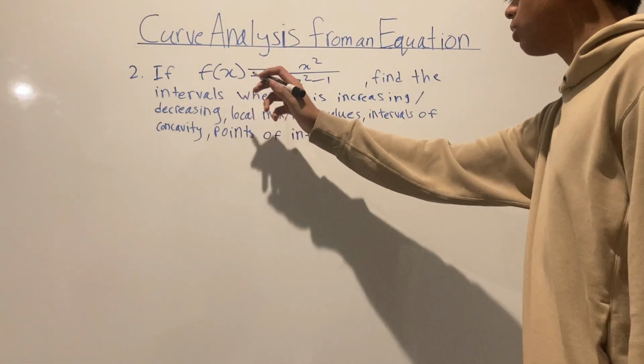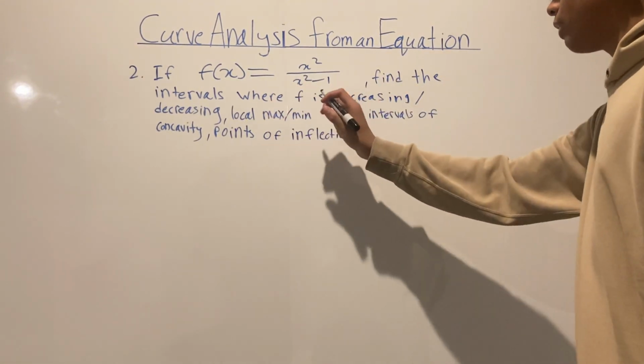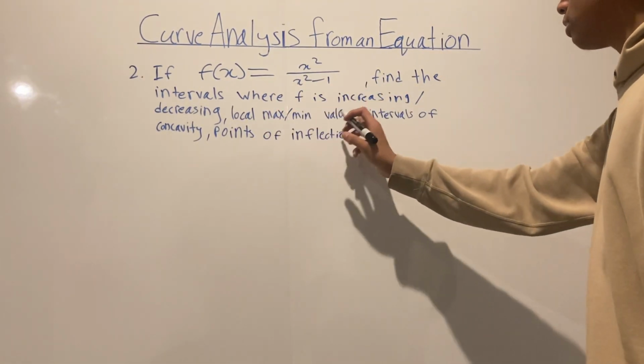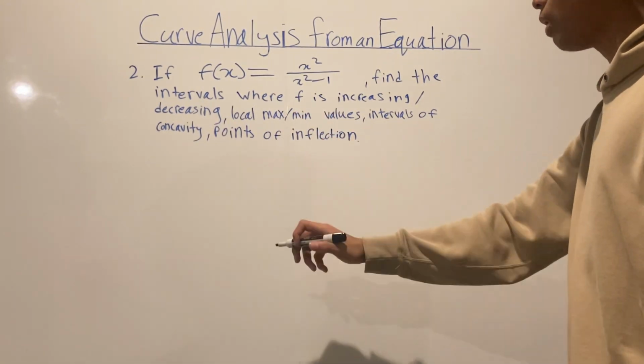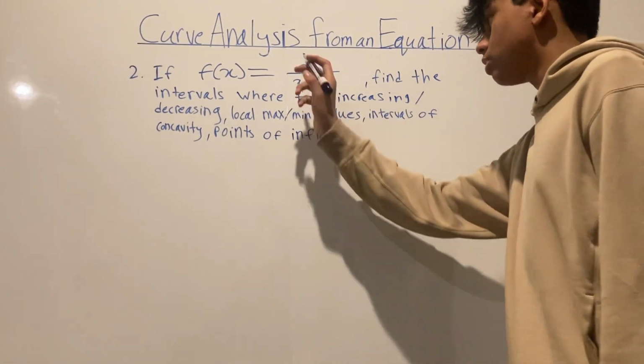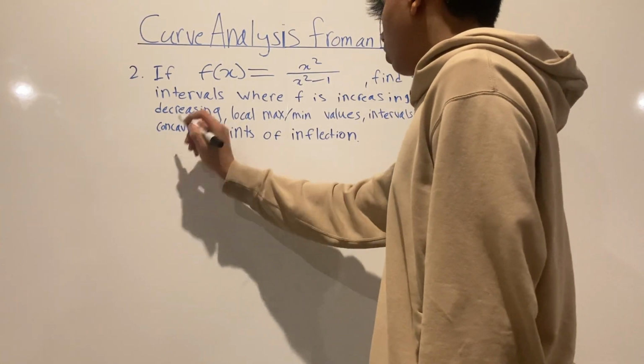Question 2 we have, if f of x equals x squared over x squared minus 1, find the intervals where f is increasing or decreasing, the local maximum or minimum values, the intervals of concavity, and the points of inflection. So we're going to do the exact same process, but this time we have a rational expression, a rational equation. So first, we're going to find the derivative. So we have to do the quotient rule.